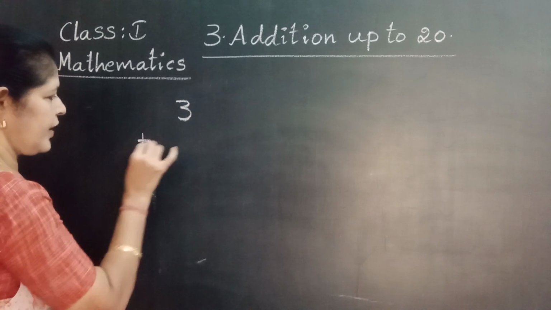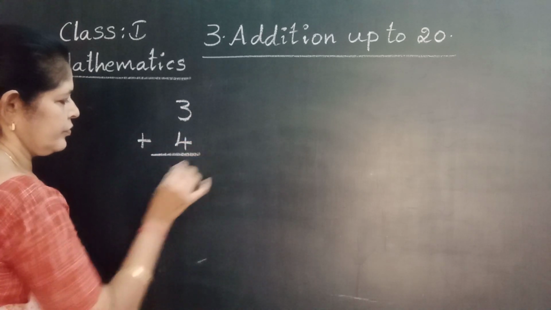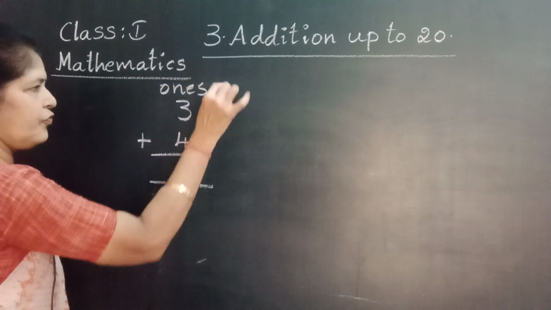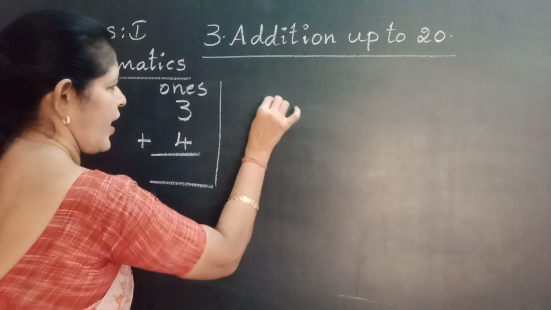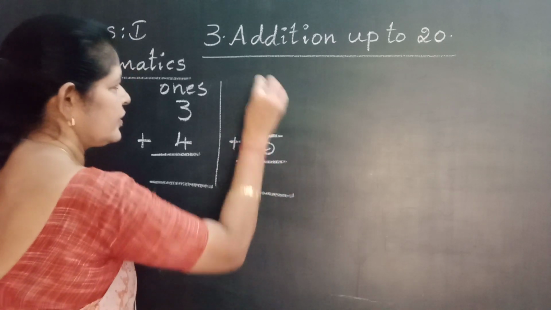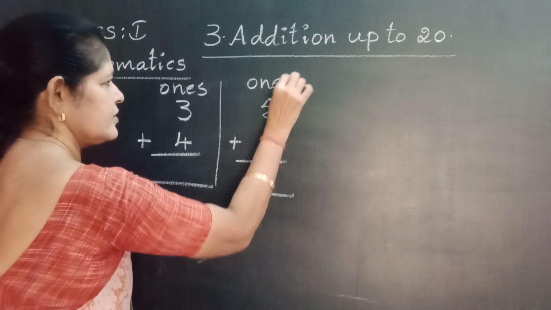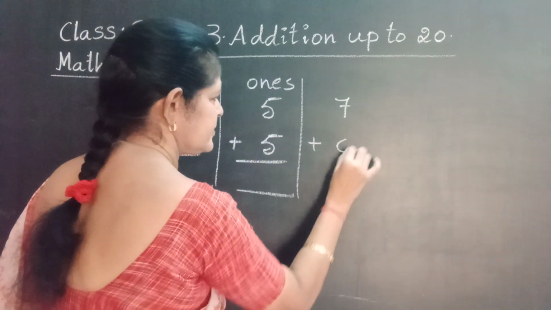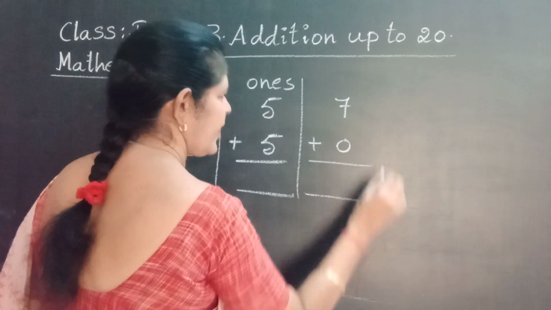3 plus 4. 3 and 4 are ones. 3 ones and 4 ones. 5 plus 5. Double numbers. These are also ones. 7 plus 0. These are also ones.